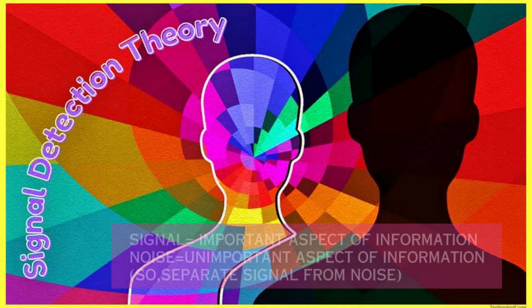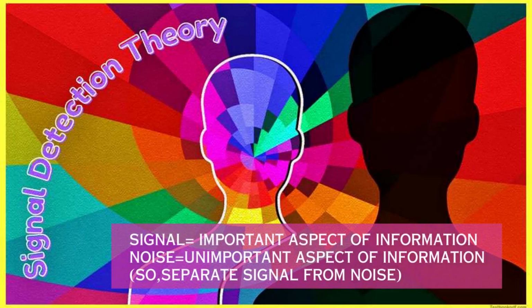Signal detection theory basically explains how our senses work and how we make mistakes in what we sense. Any information which comes to you can be in terms of signals and noises. Signal refers to the important aspects of the information and noise refers to the unimportant aspects. I will explain signal detection theory through how a radiologist reads an X-ray report. They need to find the important information, which is the signal, and ignore the unimportant information, which is the noise.